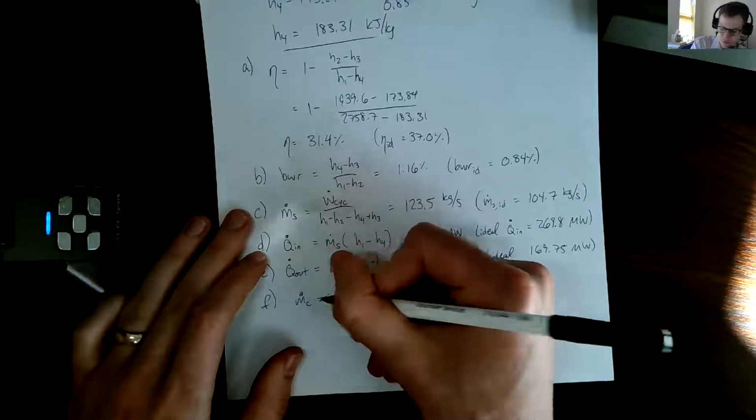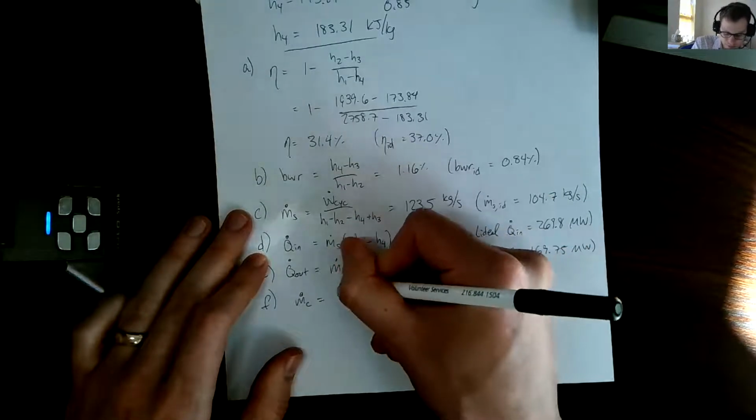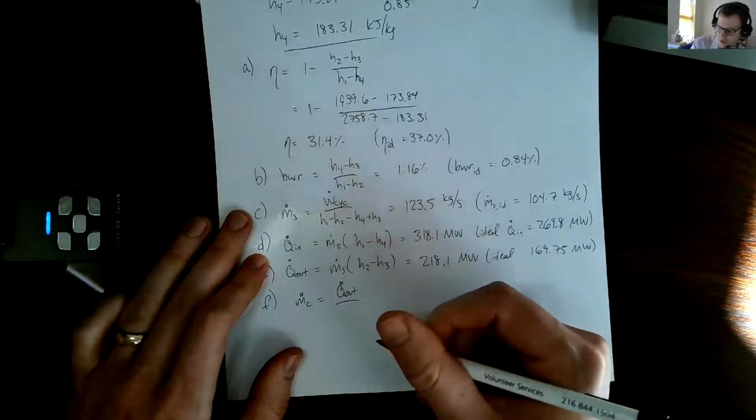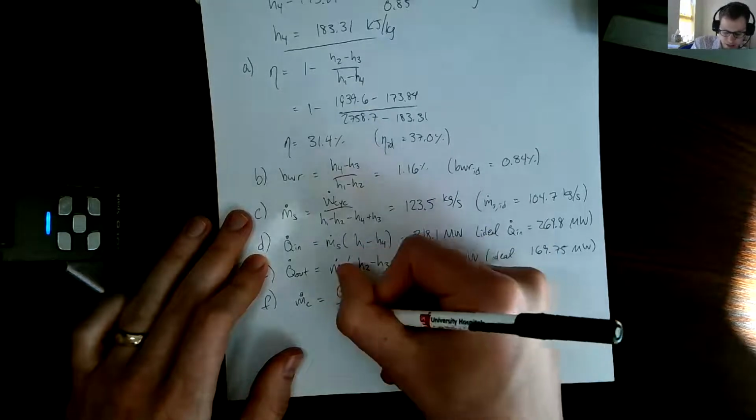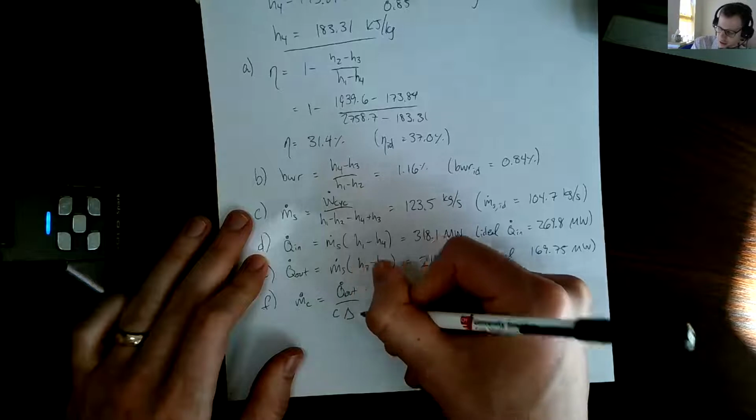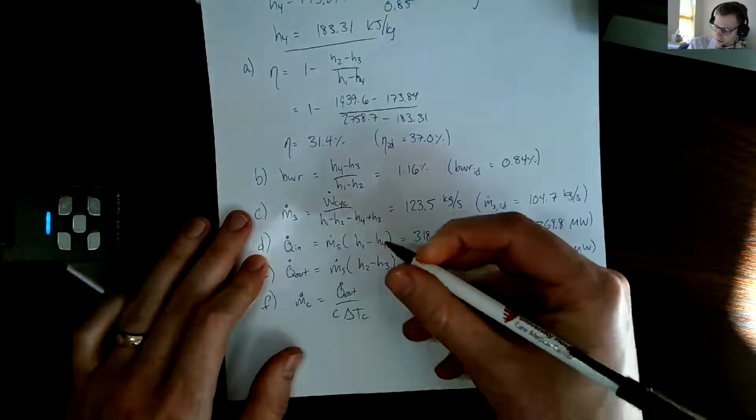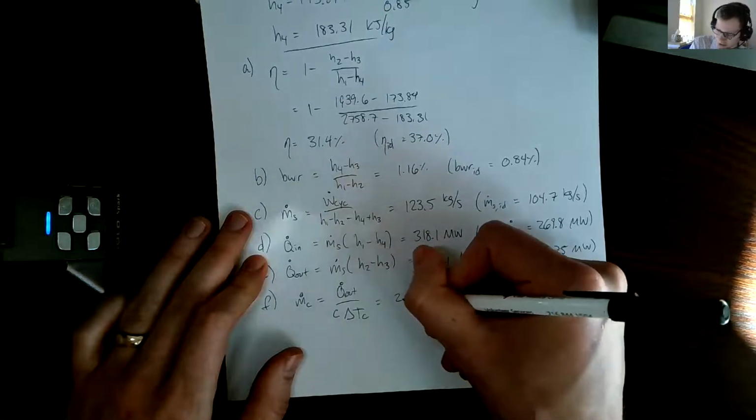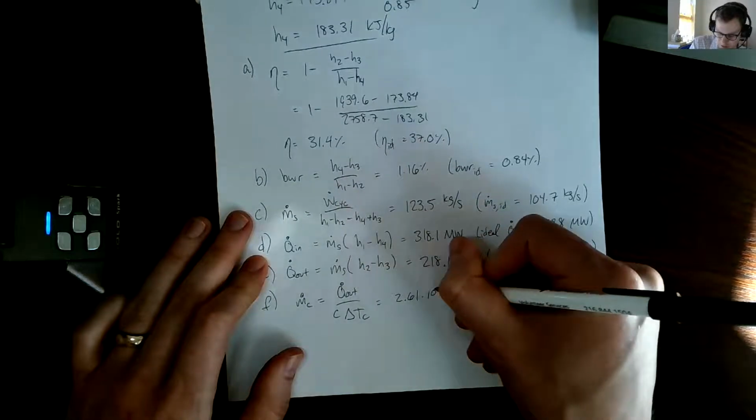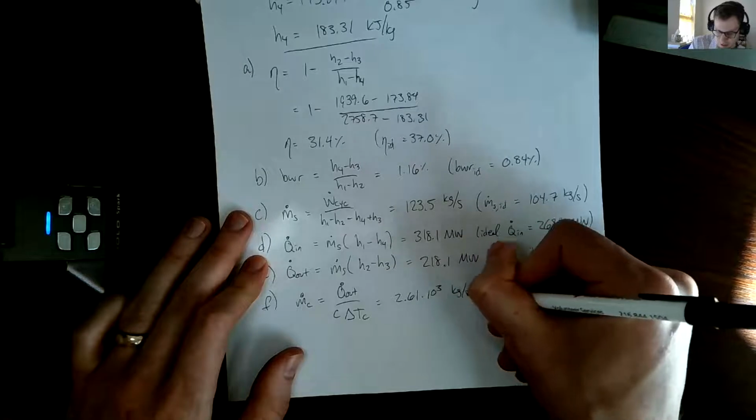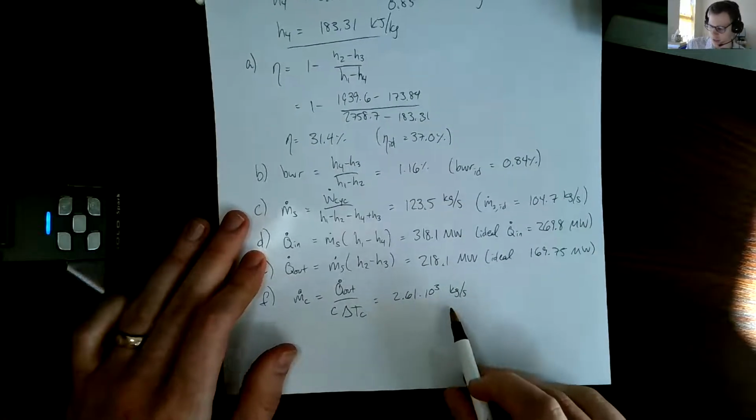Right, from the previous time we solved this problem, we showed that this was equal to the heat transfer going out, divided by the specific heat of water, C, times the change in temperature of the cooling water from the inlet to the outlet. And so this comes out to be 2.61 times 10 to the 3 kilograms per second, or 2.61 metric tons per second, right?